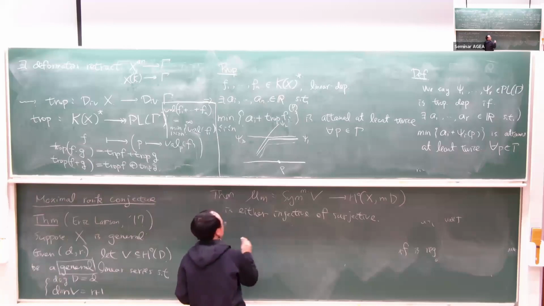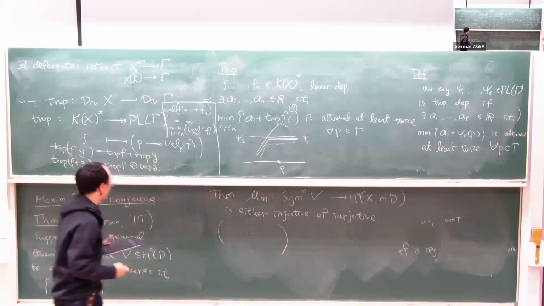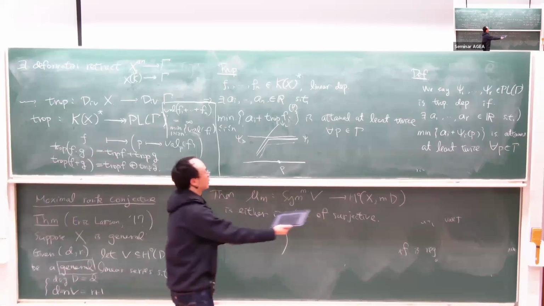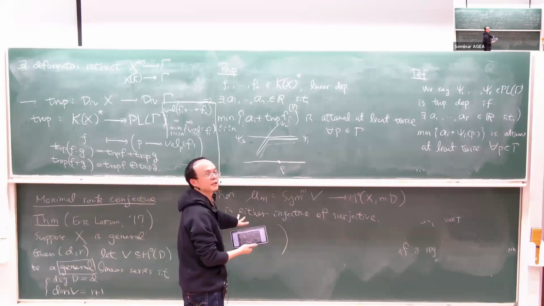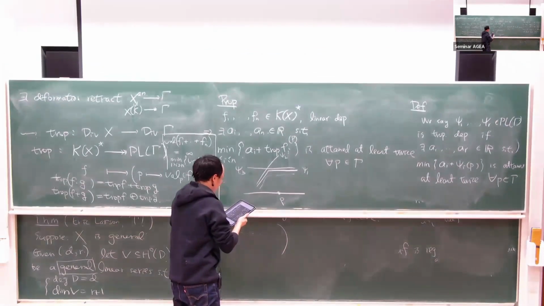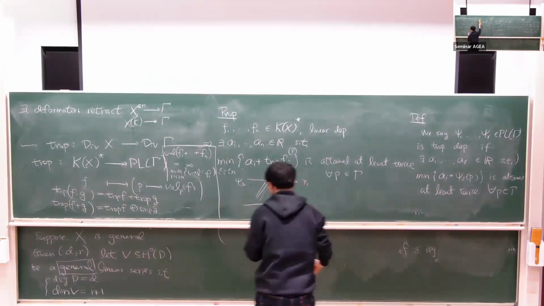Actually, originally I wanted to explain something about the sketch of the proof of this maximal rank conjecture, using the tropical independence we just defined. Let me skip this part because I want to talk about what we did with tropical linear series.